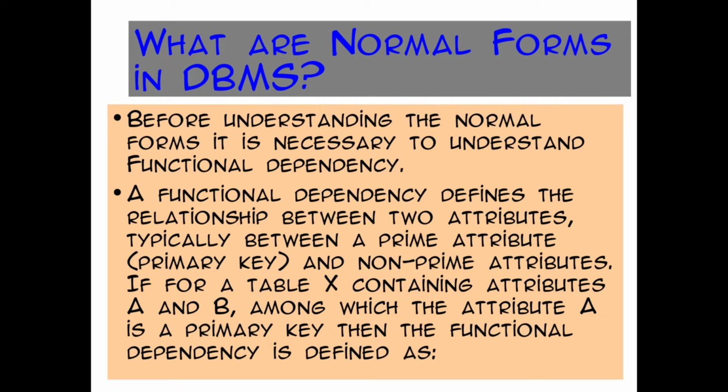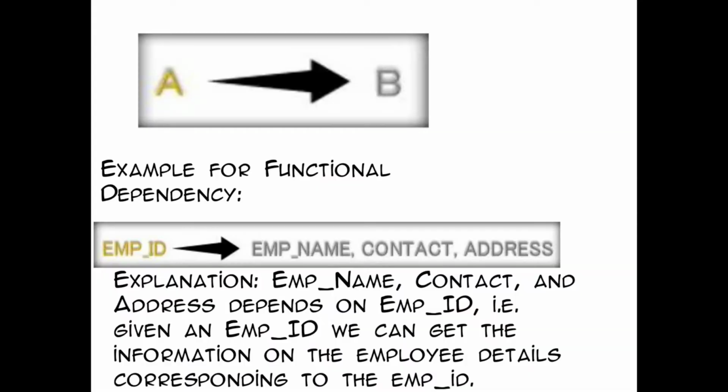What are normal forms in DBMS? Before understanding the normal forms, it is necessary to understand functional dependency. A functional dependency defines the relationship between two attributes, typically between a prime attribute and a non-prime attribute. If for a table X containing attributes A and B, attribute A is the primary key, then the functional dependency is defined as A determines B. Here is an example for functional dependency.